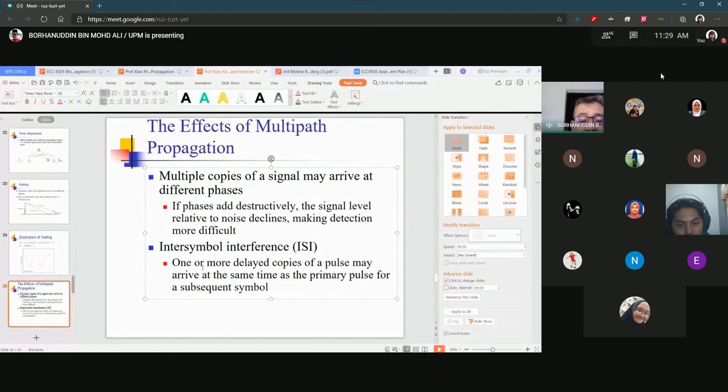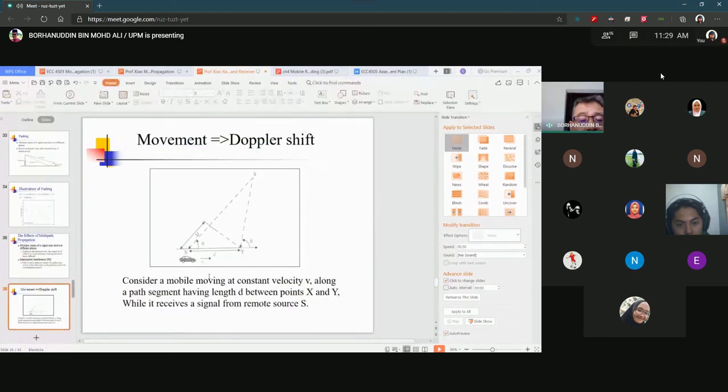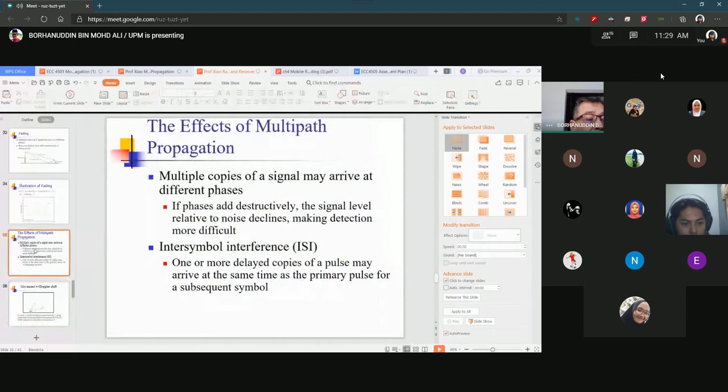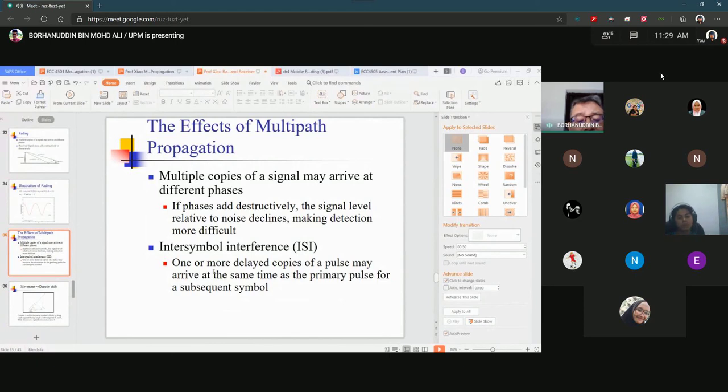Again, because there's no diagram, it's quite difficult to explain here. So when it is delayed, the late signals will get in the path of the subsequent signal, the signal that follows. In the illustration later, we can examine. Or maybe from time to time we can do this.